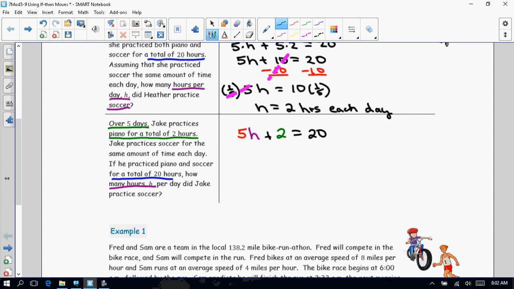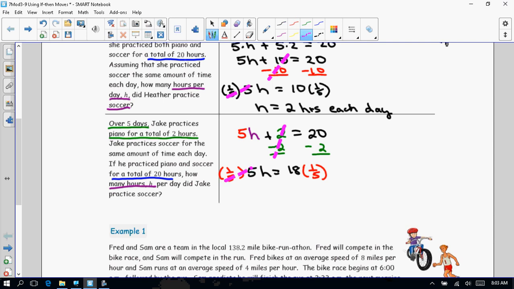All right, I'm going to solve for the number of hours that Jake has been practicing soccer. So I'm going to subtract 2 from both sides, because what I do to one side, I can do to the other. That cancels that out, makes it a 0. That's beautiful. I now have 5H is equal to 18. I'm going to multiply both sides by the multiplicative inverse, its reciprocal.